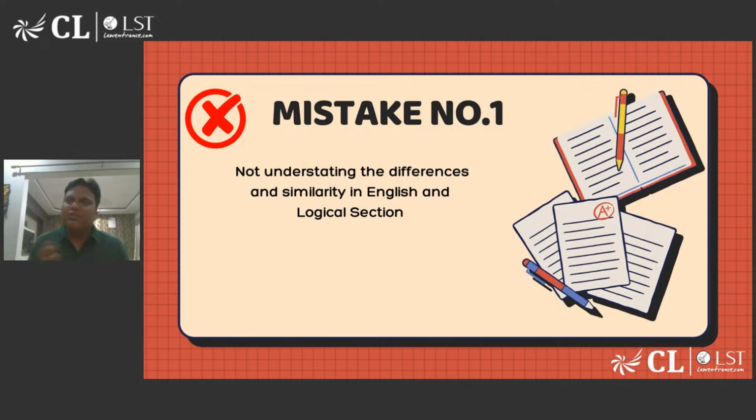There is no difference. Several times people say that I do well in English, but I don't do well in the logical section. I can't understand what could be the reason, right? Because the basic skills are the same.